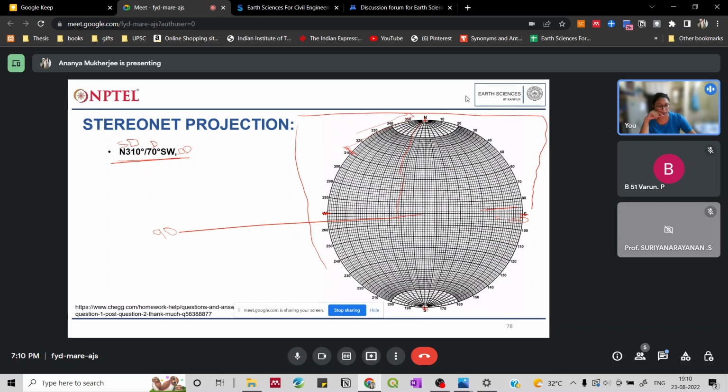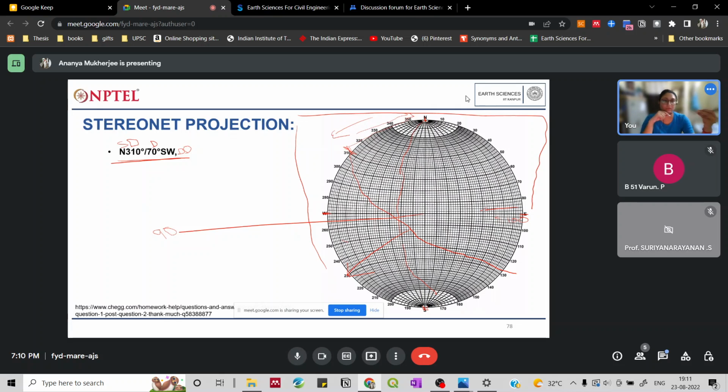It's not exact over here, but it will fall right on this big line, big curve. Once you have plotted the plane, you take it back to the north 310, and then you will see that once you have plotted this, suppose it looks like this, and this is the 70 degrees, and this would be the dip direction. So this is how you can represent a plane on the stereo net.